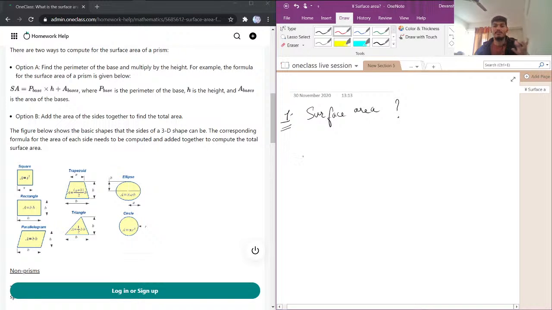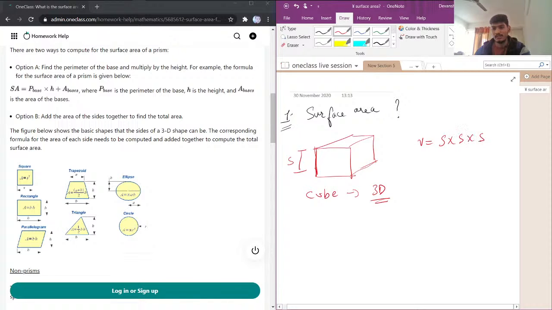If we just want the surface area of the sides, then suppose this is a cube, not a pretty one, but let's say this is a cube. A cube is a 3D figure. Then we take volume for the cube. Let's say the side of the cube is S. So the volume will be S into S into S, it will be S cube.